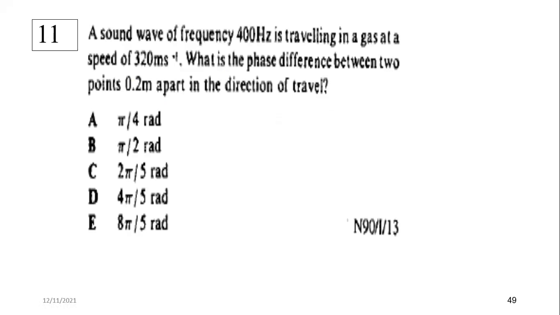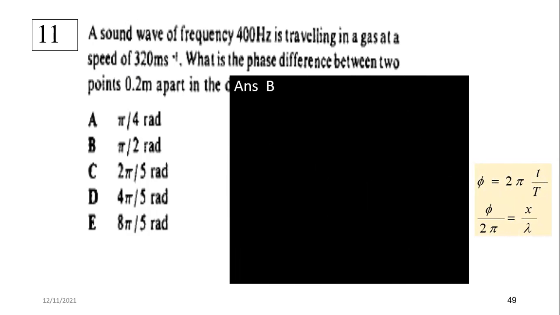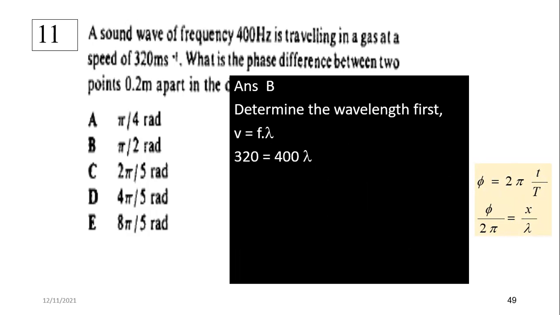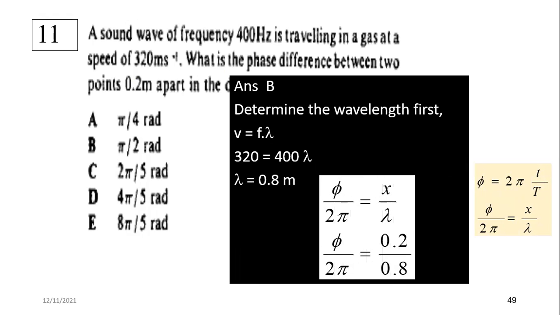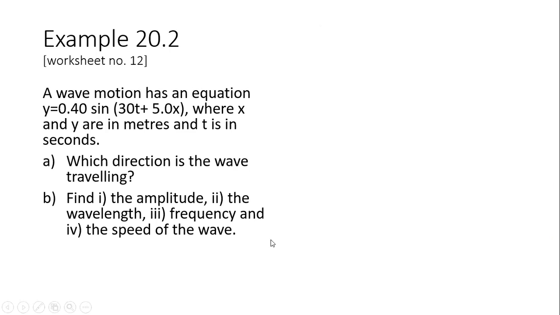A sound wave of frequency 400 Hz is traveling in a gas at a speed of 320. What's the phase difference between? This one we have done already. What's the answer? You've not been doing your homework. Calculate your wavelength first. Given speed, given frequency, calculate your wavelength. Then use the appropriate formula, this formula, to calculate that phase. Okay.